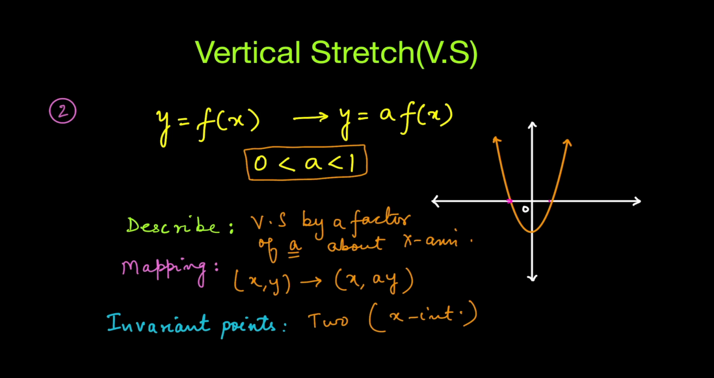Now to draw the graph, since the a value is between 0 and 1, when we draw the graph of these kinds of functions, first we mark the x-intercepts, which are going to be the invariant points, and the shape will be like this. So this will be the shape of the graph.